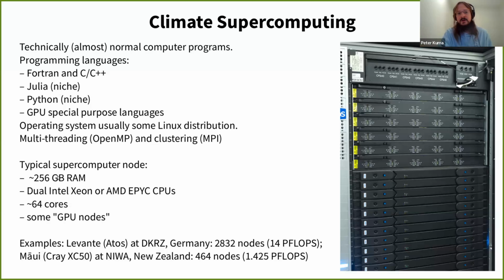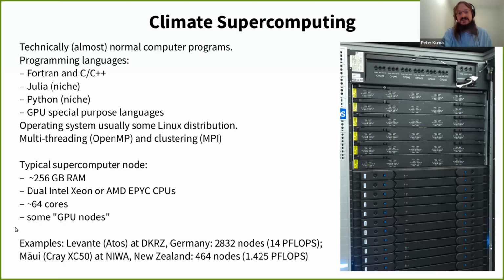And typically the supercomputing nodes are similar to workstations. You get 256 gigabytes of RAM, and you get maybe two CPUs, and each CPU has 64 cores. And then if you want to run a climate model, you ask for an allocation of tens to hundreds of nodes, depending on the scale you need, and wait for a few weeks or months, and then you get your results, and then you can study the model outputs the way you want.